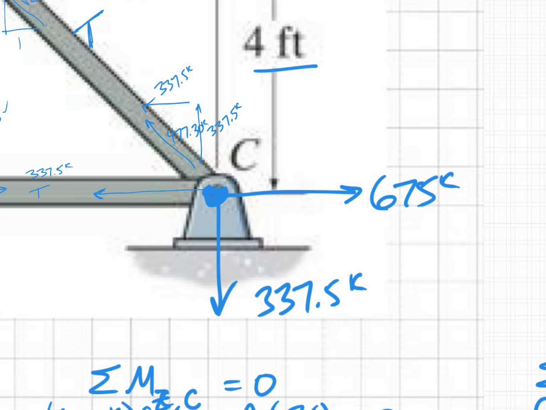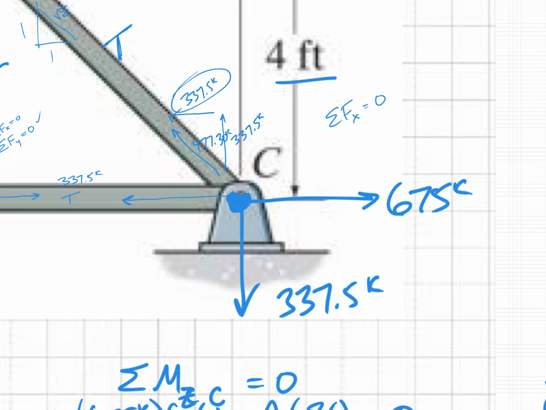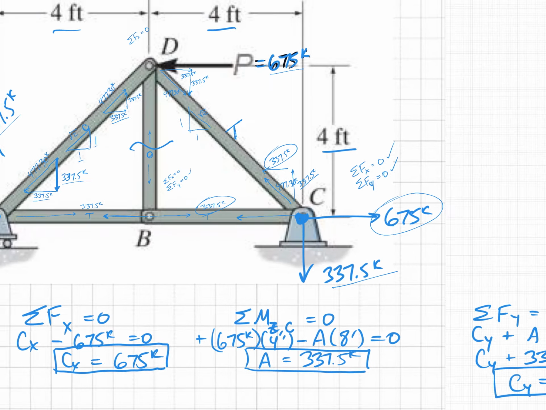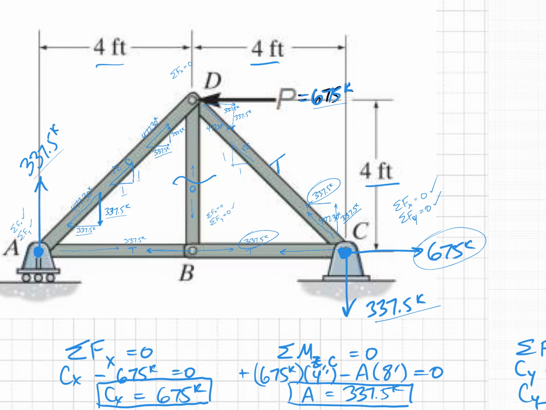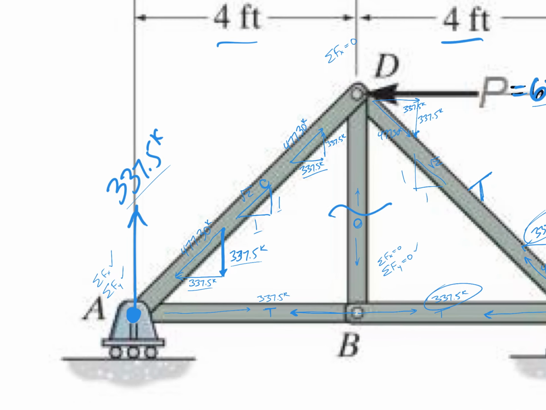Now just to check it, we go down to this bottom one right here, and we'll say, do the things in the x direction add up to 0? Well, let's see here. I've got 337.5 here, 337.5 there, and I've got 675 there. So those all add up to 0. Now what about the vertical? Sum of the forces in the y direction equals 0, and we've got 337 down, and 337 up, so those check out. Now we just got to go down here and fill those in.